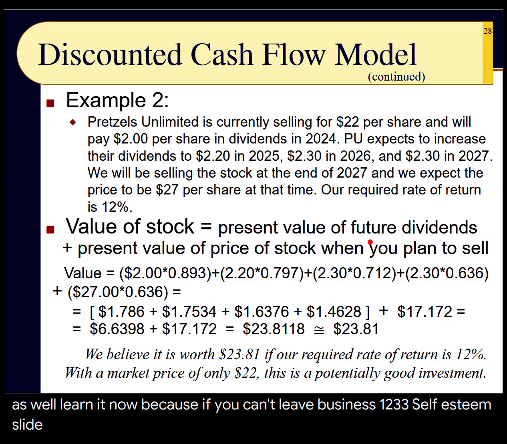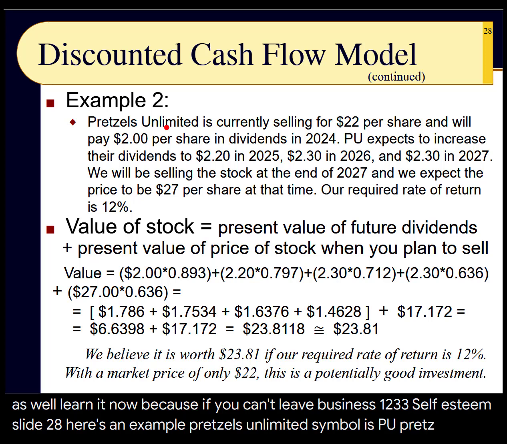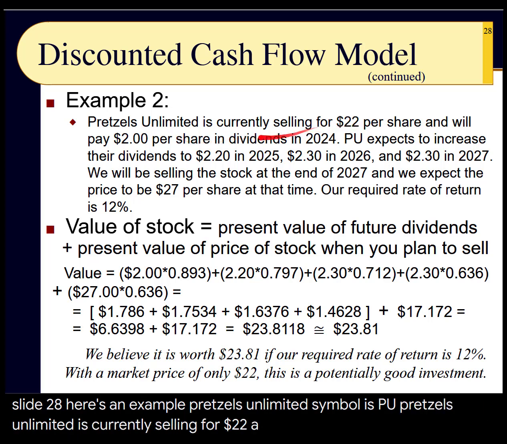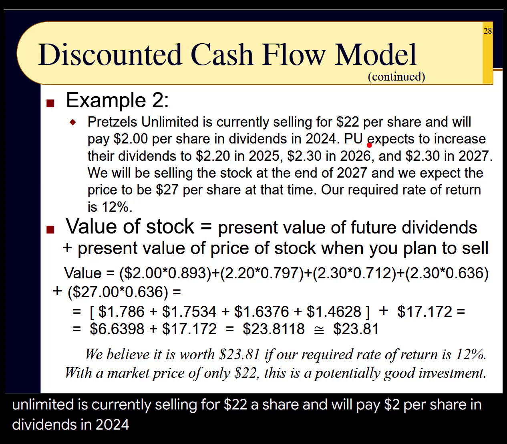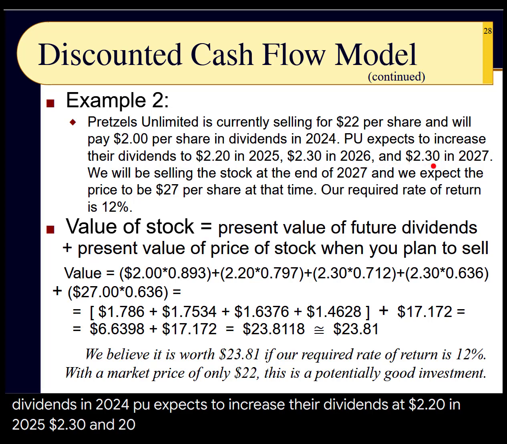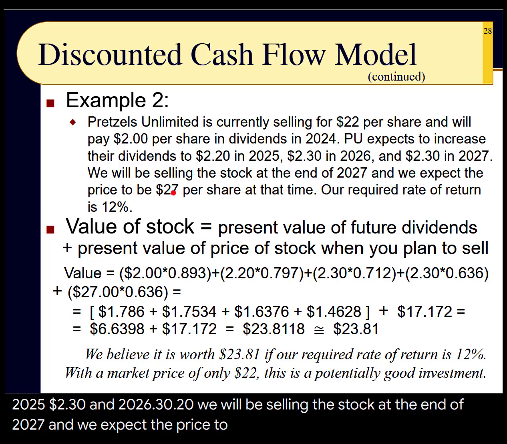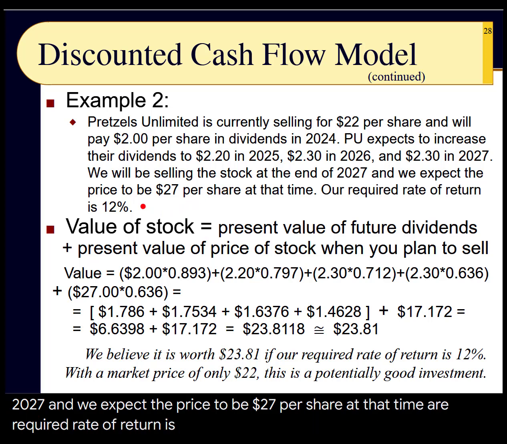Okay, slide 28. Here's an example. Pretzels Unlimited, symbol is PU. Pretzels Unlimited is currently selling for $22 a share and will pay $2 per share in dividends in 2024. PU expects to increase their dividends to $2.20 in 2025, $2.30 in 2026, and $2.30 in 2027. We will be selling the stock at the end of 2027, and we expect the price to be $27 per share at that time. Our required rate of return is 12%.